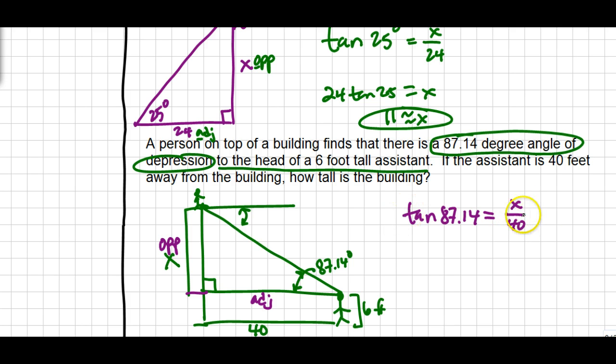Multiply on both sides by 40 and then add the extra 6 feet onto the assistant. Our triangle that we used only went to the head of the assistant, it didn't go all the way to the ground. So we have to add in the height of the assistant at the end. So with rounding there, when I type in 40 tan 87.14 plus the 6-foot height assistant, I get about 807 feet if I round to the whole number.